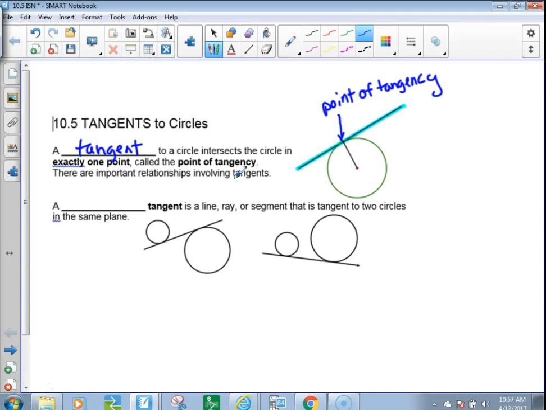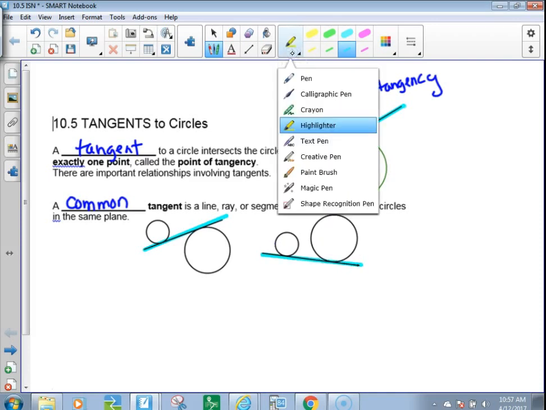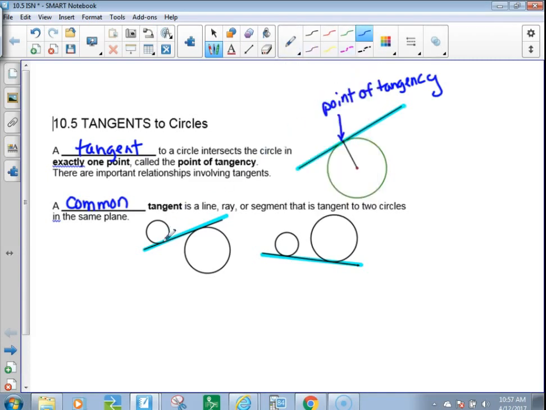There are important relationships involving tangents that we're going to learn. Now, there's also something called a common tangent. A common tangent is a line, ray, or segment that is tangent to two circles in the same plane. So these two circles are in the same plane, and there's a tangent line that runs between them in this particular case. And this tangent line runs on the same side of the circles. The points of tangency would be approximately here and here on those two circles, and about here and here on these.